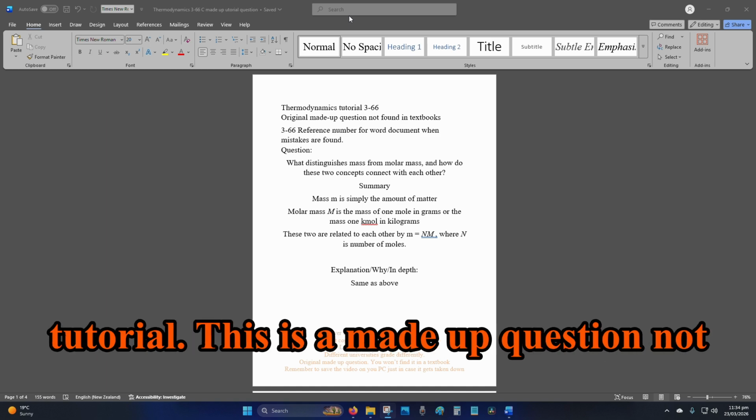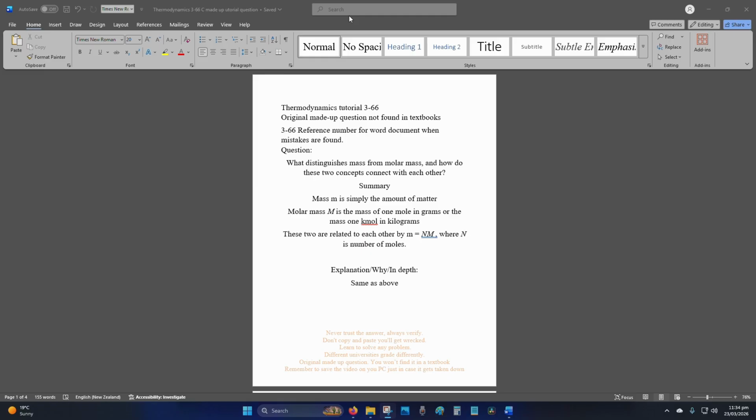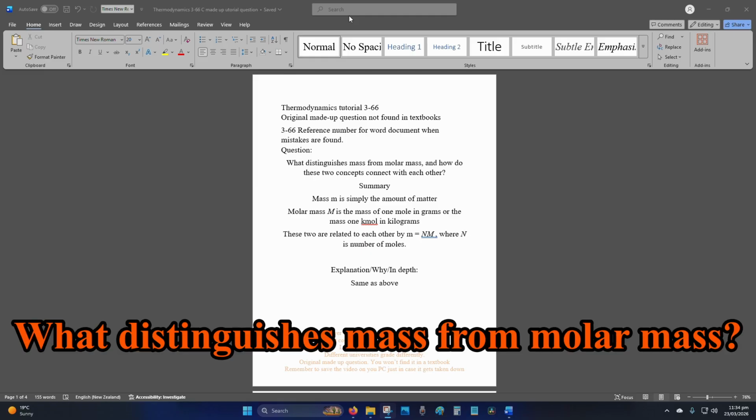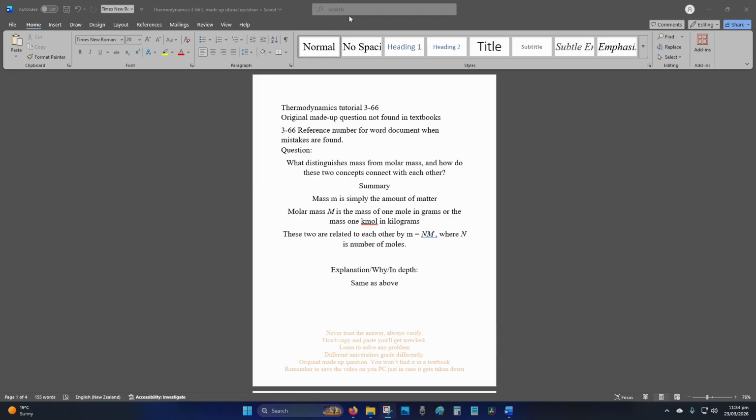This is a made-up question not found in your textbooks. What distinguishes mass from molar mass? How do you connect the two concepts?